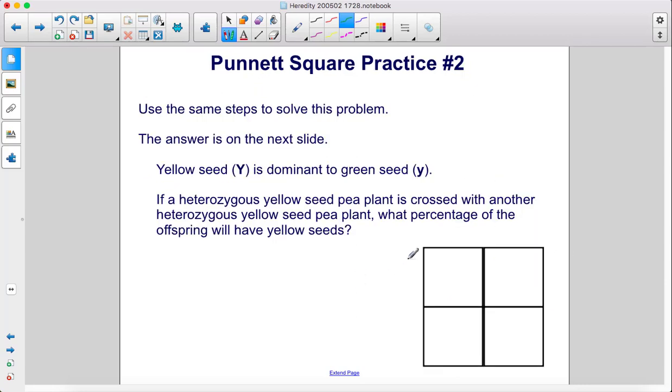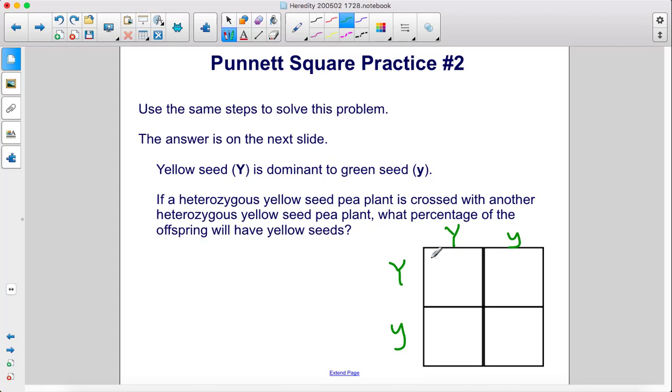Use the same steps to solve this problem. The answer is on the next slide. Yellow seed is dominant to green seed. If a heterozygous yellow seed pea plant, so that would be one of both, uppercase Y and lowercase y, is crossed with another heterozygous yellow seed plant, uppercase Y, lowercase y, what percentage of the offspring will have yellow seeds?